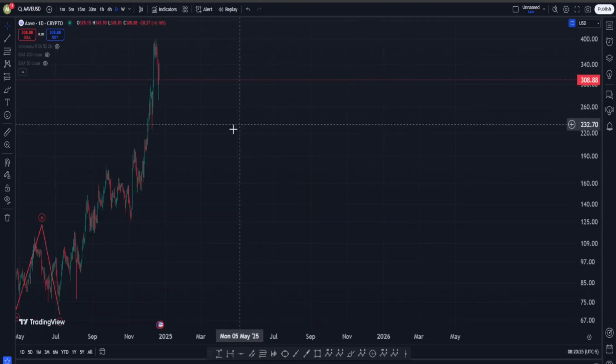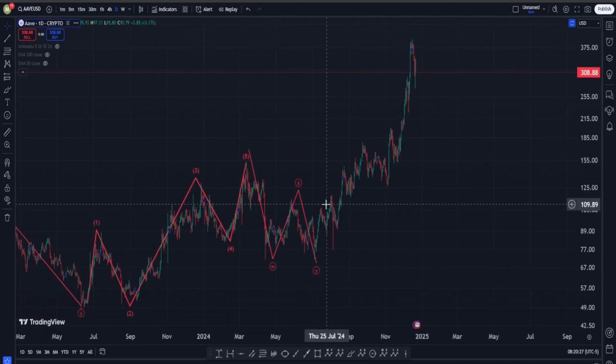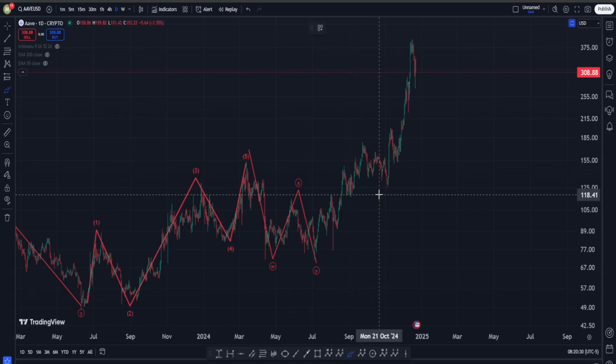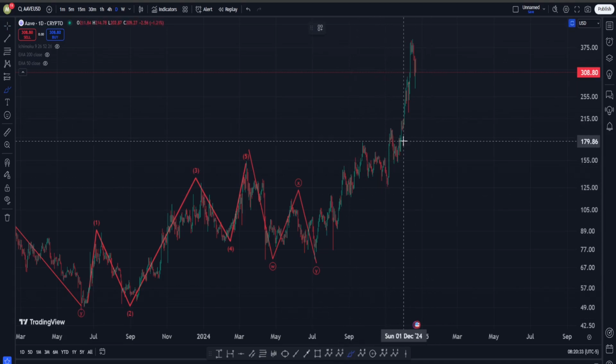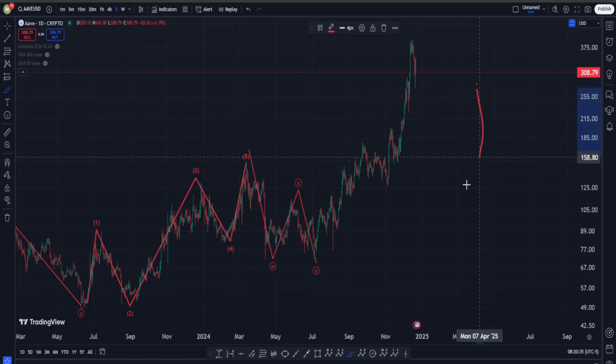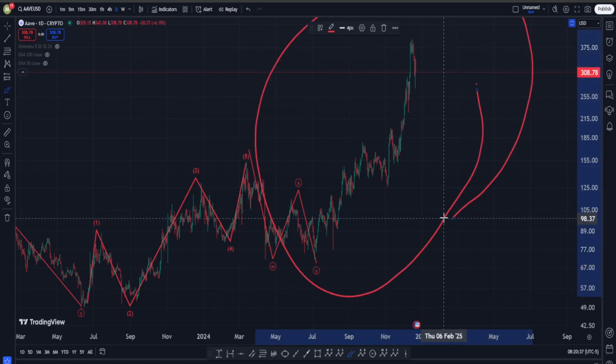Okay, since a lot of people liked the previous video about AAVE and I got a bunch of subs for that, I think it's time to make a new video and talk about this part of the price action specifically and see what is going on and what might be our potential next move.